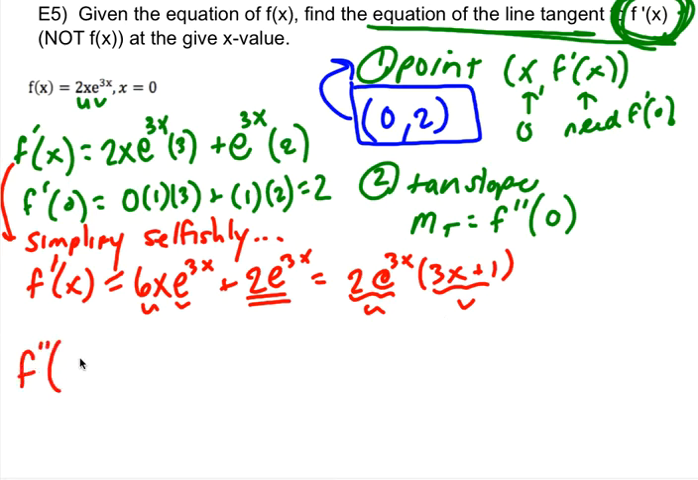Remember, you're not going to be asked to simplify f double prime. You just need a number. You need f double prime of 0. So I'm going to go with this option. I think in this case that's the easier option, but I promise either one works, right?